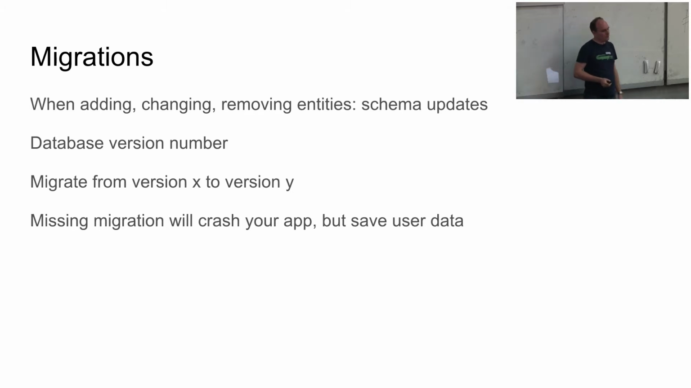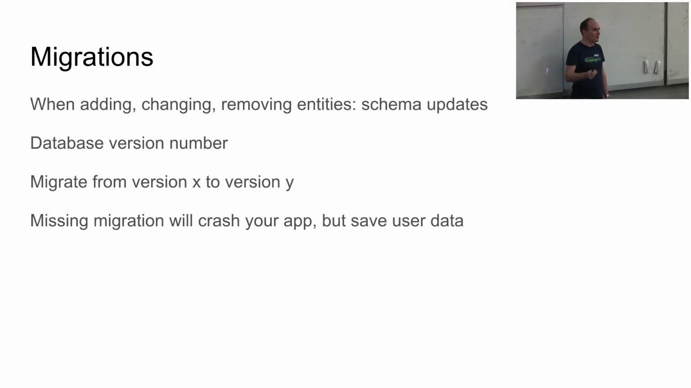Let's see. So migrations. I mentioned a little bit about migrations already. When you're adding, deleting, updating, removing entities, whatever, there are bound to be some schema updates. So the data that is stored in your app, at some point you need to do something to migrate it to a new version. And it's dependent on a database version number that I mentioned on the database class. And the migration is basically a class that makes sure that you take your database from version X to version Y, basically.